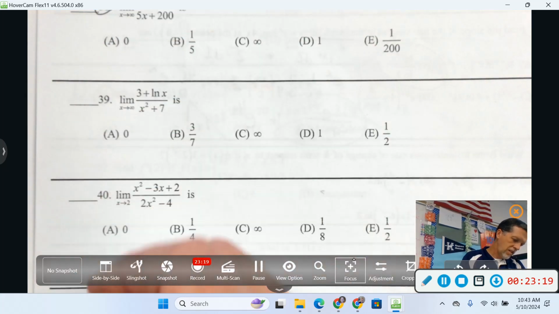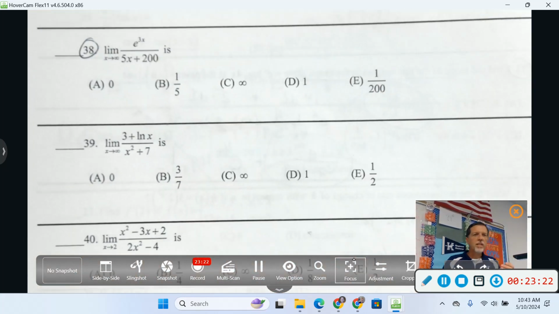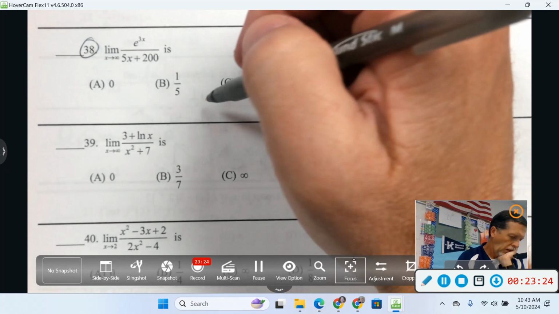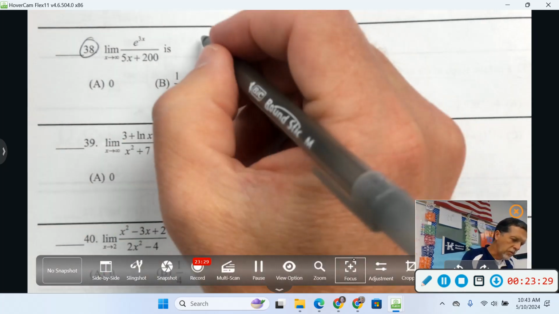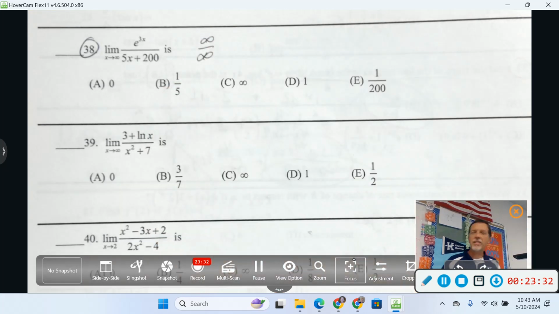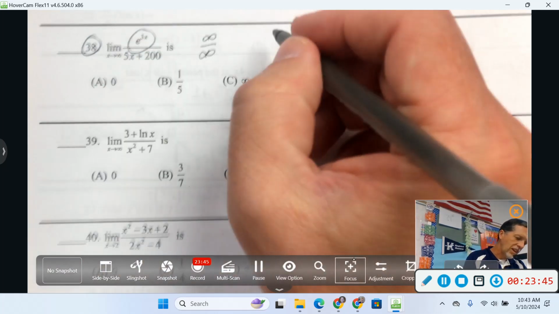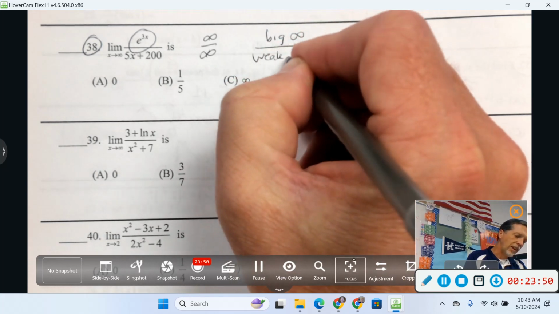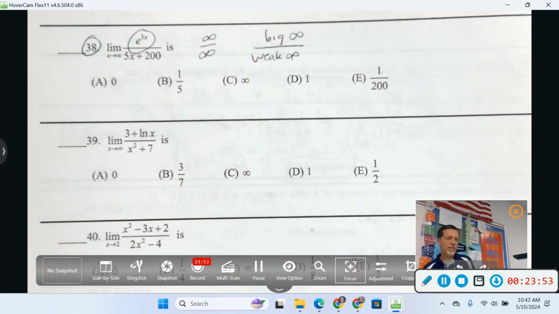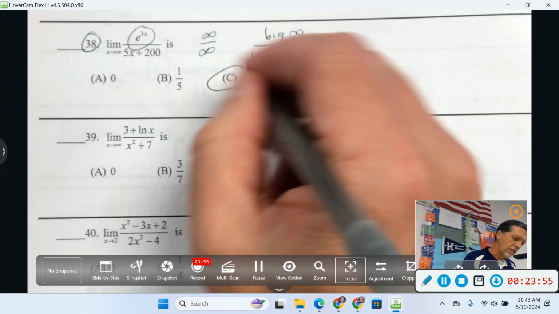(38) Limit as x goes to infinity. Well, it looks like both of those are headed toward infinity. So this is one of those like, well, which infinity is more infinity than the other infinity? So which is the stronger infinity, e to the 3x or 5x? I feel like this is an easy one. E to the 3x is a stronger infinity. So it's like big infinity over weak infinity. No offense to 5x, but this is headed toward infinity.